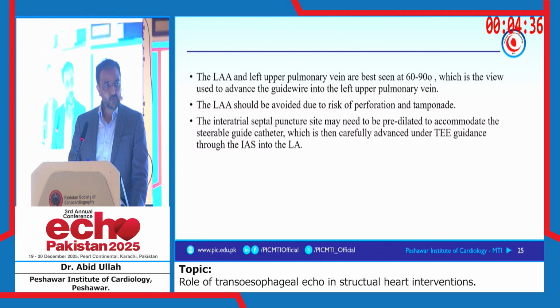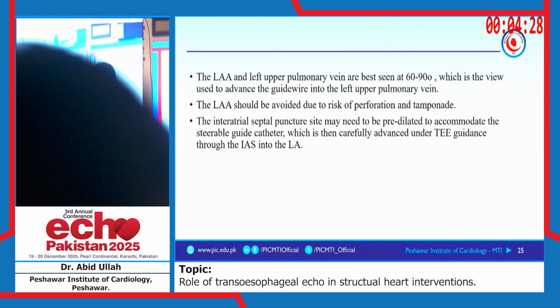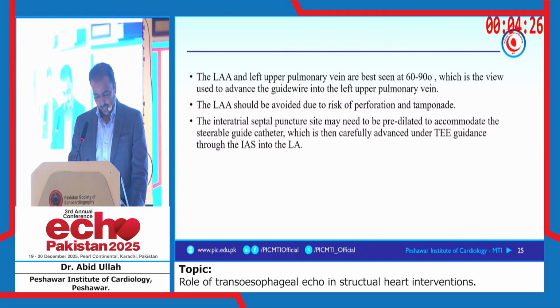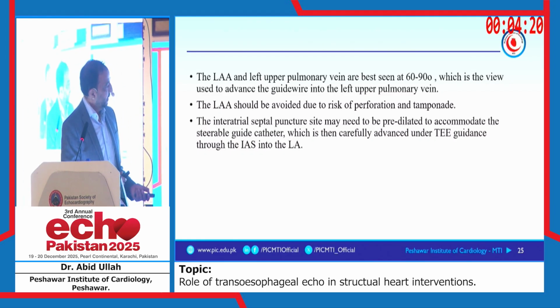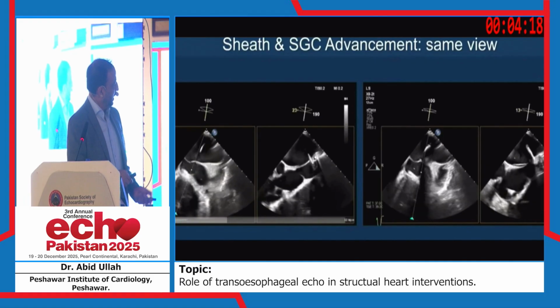We have to avoid the left atrial appendage. The operator will take a long time to make sure that they are not in the left atrial appendage, because a stiff wire will puncture the left atrial appendage and all the complications will occur. It might need to be pre-dilated, but usually the operator will guide you on that.